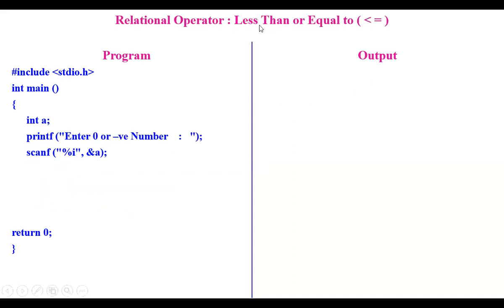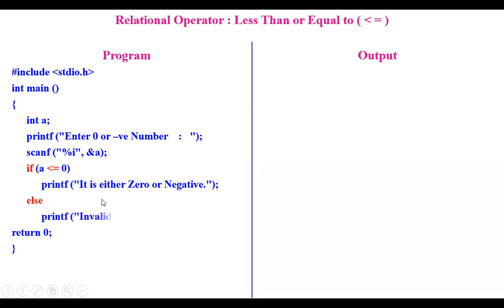Now we are going to see less than or equal to, both. Earlier we have seen only less than. Now we are going to see less than or equal to, right? Enter 0 or negative number. It is saying either number 0 or negative, and assign that value to A. If A is less than or equal to 0, do this. What? It should say it is either 0 or negative value. Otherwise, invalid. Okay. Now, compile and run.